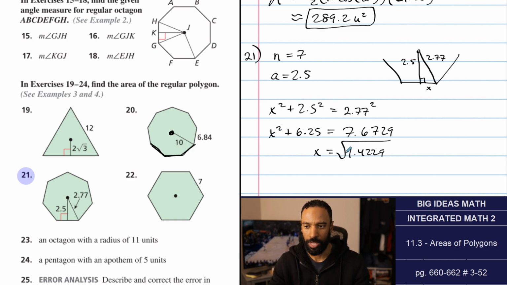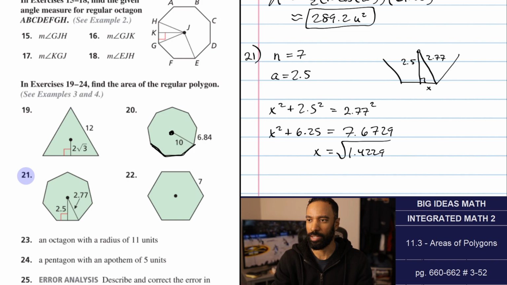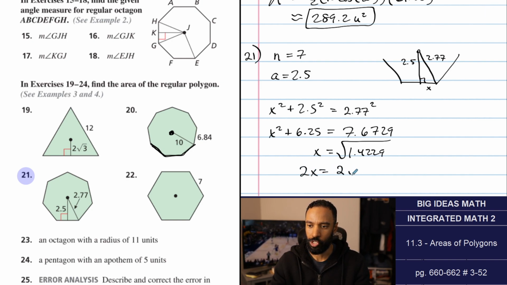X squared is that whole thing. Take the square root of it after subtracting it over. Let me make sure that the square root of that's not an exact answer. It's not. But I did take its square root in my calculator. I'm going to have that number in mind. I'll probably just write it out again later when it comes to everything that we do with it, because that's half of a side length, right? Half of a side length. So let's go back to that. 2x is a full side length, so this is 2 times the square root of 1.4229.